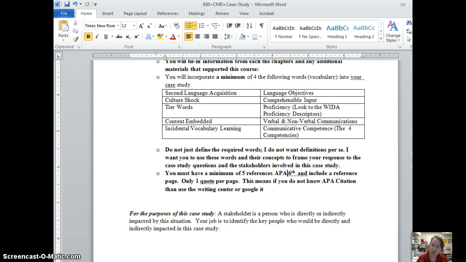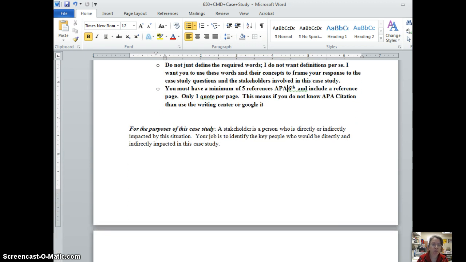Since this education program doesn't necessarily use the word stakeholder, a stakeholder is a person who is directly or indirectly impacted by any given situation. In this case, it's ESL assessment, or assessing English language learners. Your job is to identify the key people who would be directly and indirectly impacted in this case study. Use what you know from parent advocacy. Use what you've learned over the course of the semester to help yourself with this.